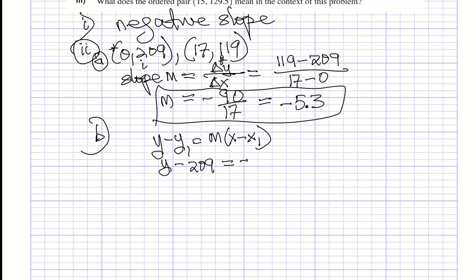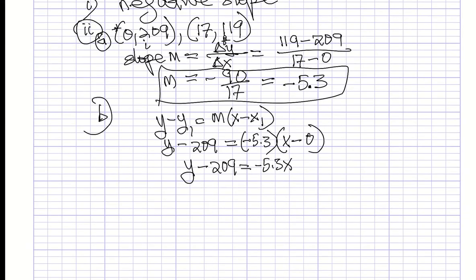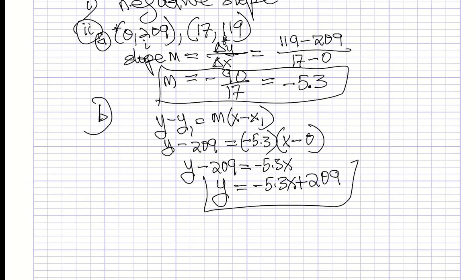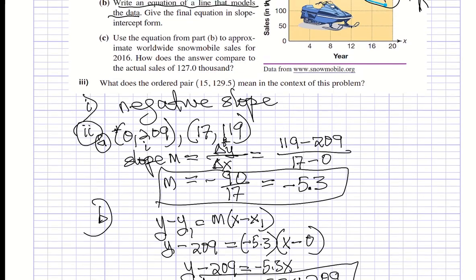So what is the slope? Negative 5.3. Okay, and then x minus, what is the x1? 0, because we're using the first point. So you simplify that, you get y minus 209 is equal to minus 5.3x. The rest is 0, okay? So you say y equals minus 5.3x plus 209. That's what we got for the model. That's the model right there.